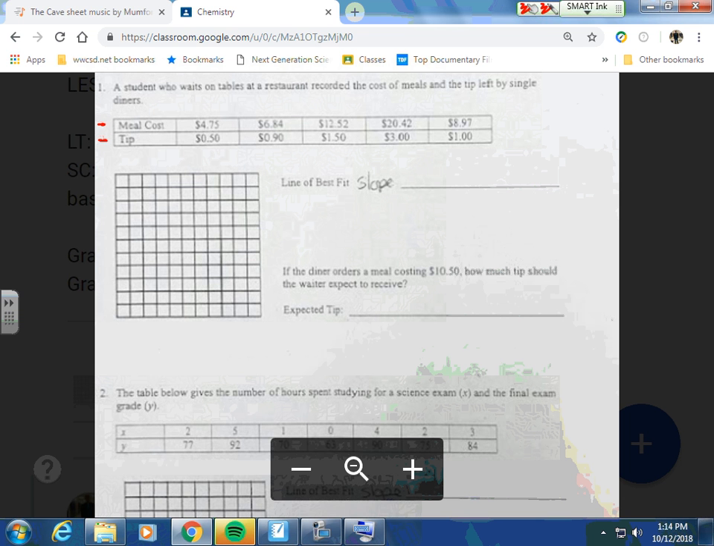So if we just ask ourselves, you have a meal cost, so how much food costs, and then you have a tip. Does it make sense to say the meal cost depends on how much the tip is? Or does it make more sense to say the tip depends on how much the food costs? Okay, there are other factors involved, but overall, your tip depends on how much your bill is.